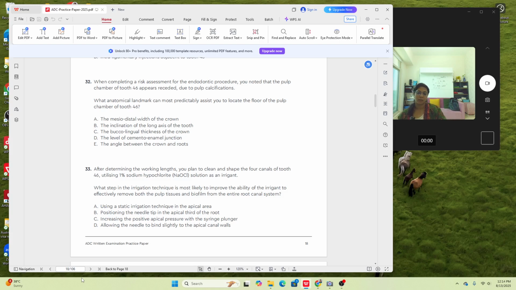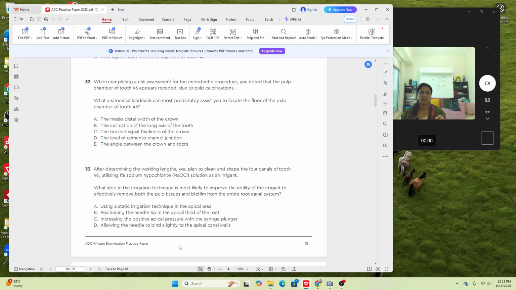Increasing the positive apical pressure with the syringe plunger, no. Allowing the needle to bind slightly to the apical canal walls, definitely no. You don't want the needle to bind. You need some space. If the needle is binding, it's going to create a lot of pressure below the needle, which can cause a lot of pain, and sometimes if you're treating maxillary teeth, it can go into the sinus, and it will be a horrible accident, the hypochlorite solution in the sinus. So the needle should never bind to the canal walls. It should be free to move.